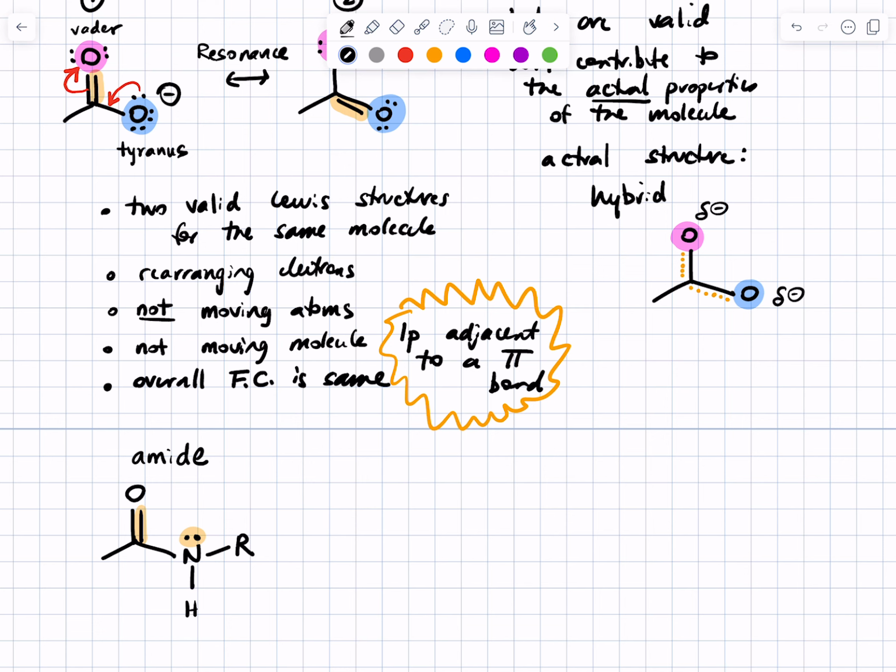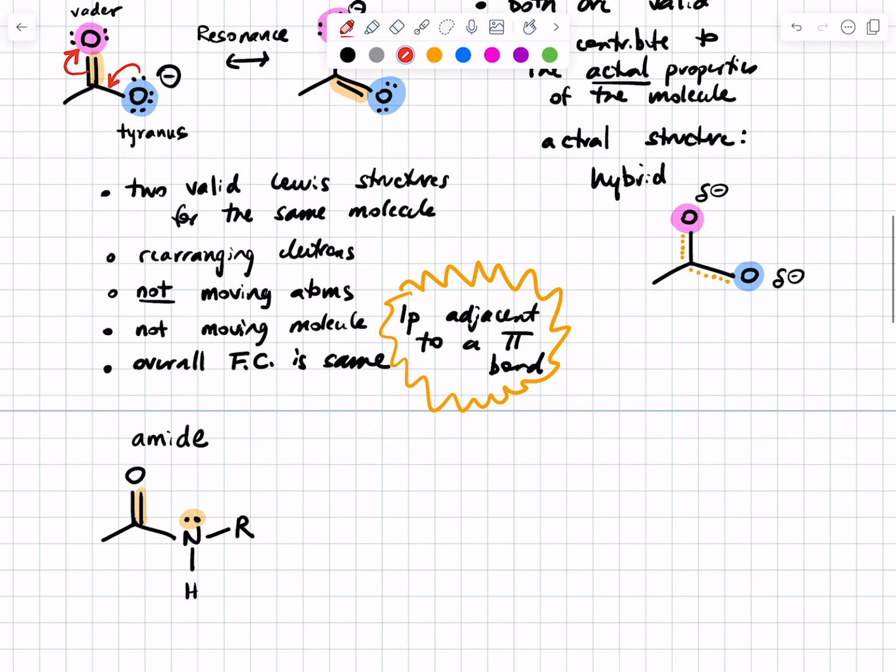We can do the same resonance 2-step that we did before. We take the lone pair that's adjacent to the pi bond, we move it over to form a new pi bond with the atom that was previously participating in the pi bond. Then we take the electrons in that pi bond and move them up onto the oxygen. Then we draw this doubly headed arrow here.